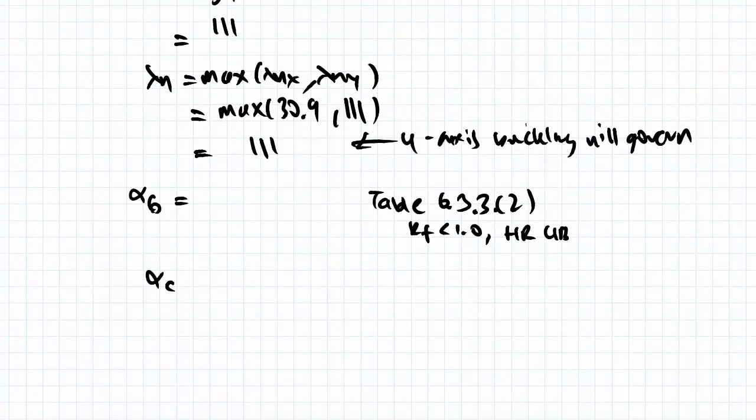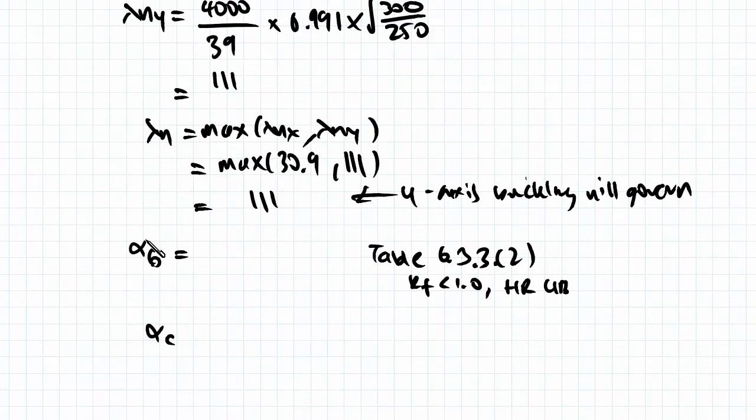So before we find alpha c, we only need one other variable, and that is alpha b. And we're going to use table 6.3.